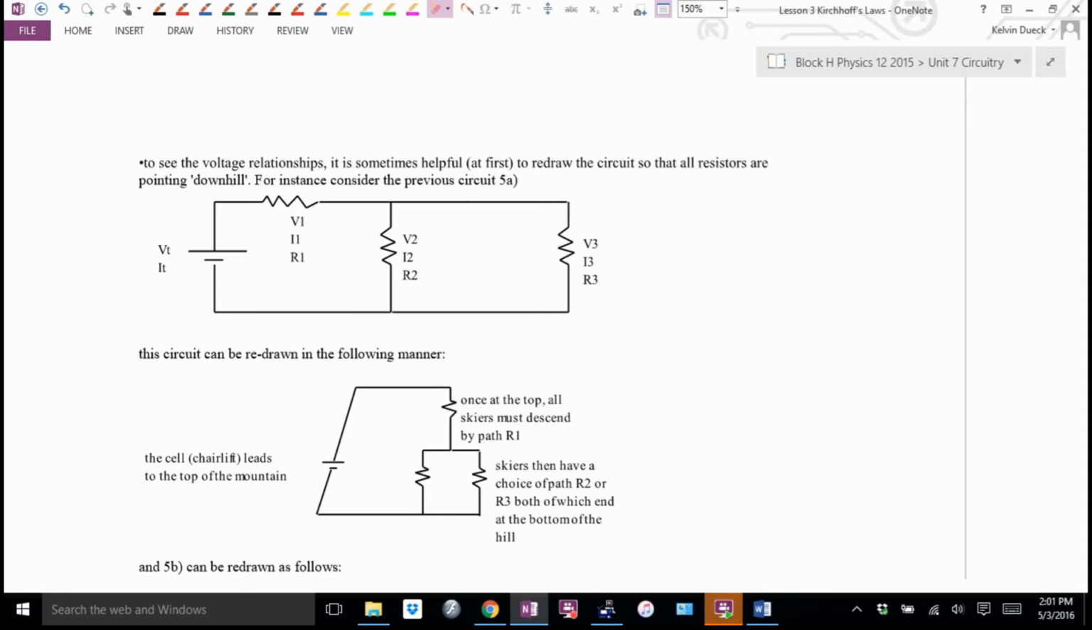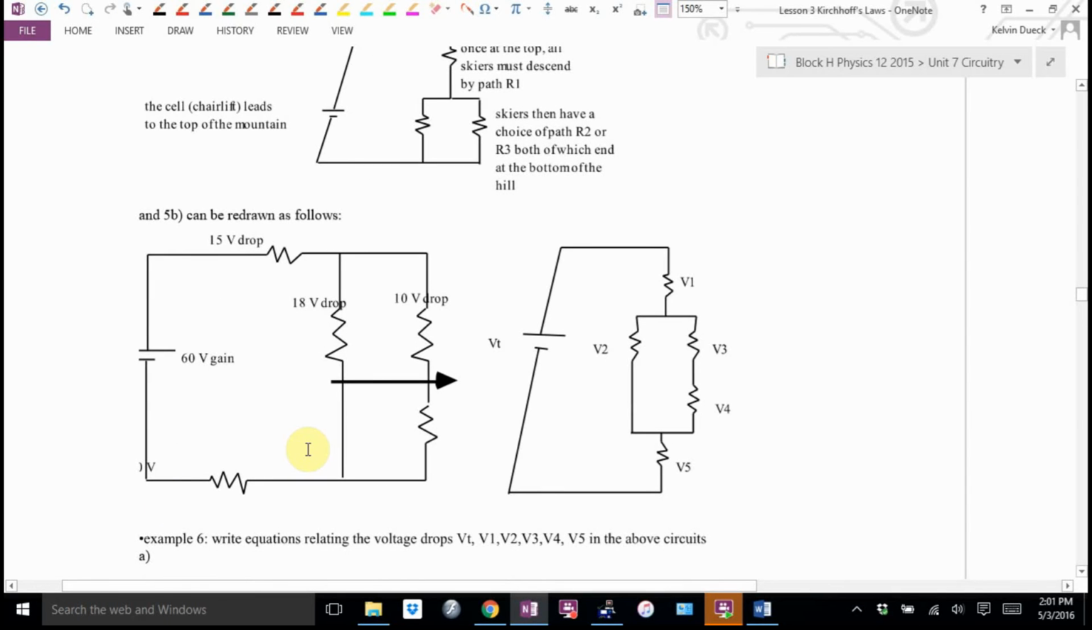Okay? 5B, this one, could be redrawn as a big chairlift. Everyone goes through one hill, and then some people go through 2 small bunny hills. These people go through one big hill. They shake hands, they meet up, and they all go down the final hill together. I'm not going to bother redrawing. There will be some that are so tough that we have to redraw them, but we'll be redrawing them much simpler. We'll be rewriting them as their simplest mathematical equivalent, which usually means 1 resistor and 1 battery. I'm lazy.